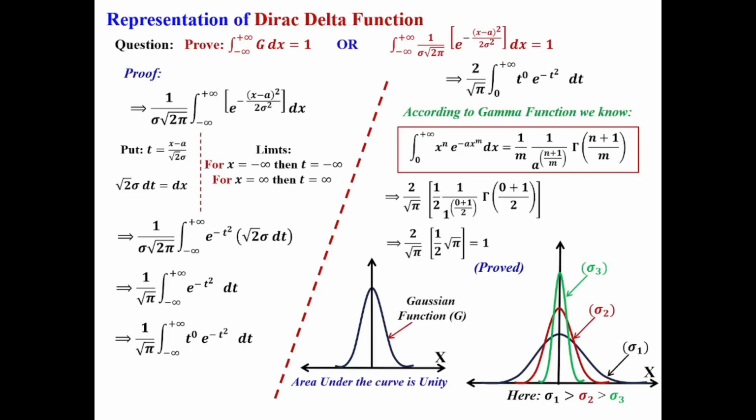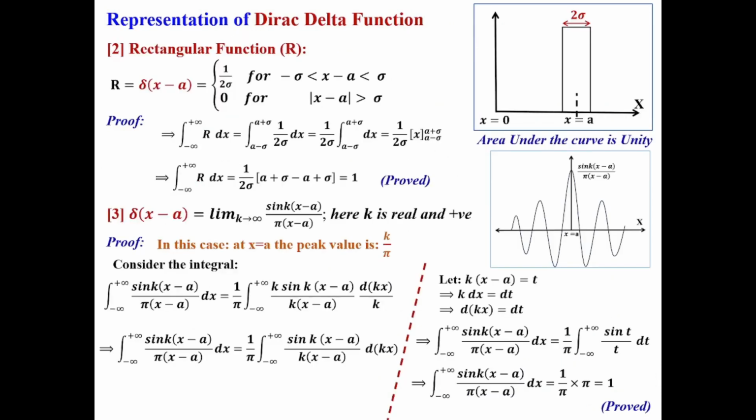Now we are going to go for another function which represents the Dirac delta function, that is the rectangular function R. It exists at x equal to a, so it can be represented as delta x minus a, or R equal to delta x minus a equal to 1 by 2 sigma. The value is 1 by 2 sigma in between minus sigma less than x minus a less than sigma. Or we can write, if I take minus a to this side, the limits will be a minus sigma less than x less than a plus sigma.